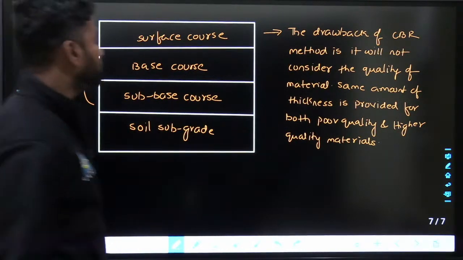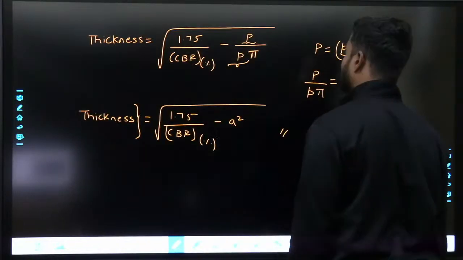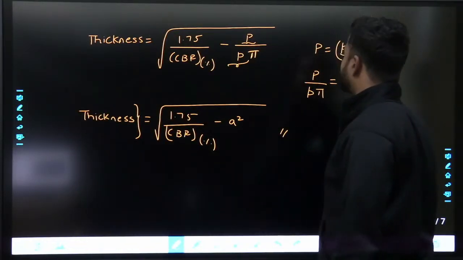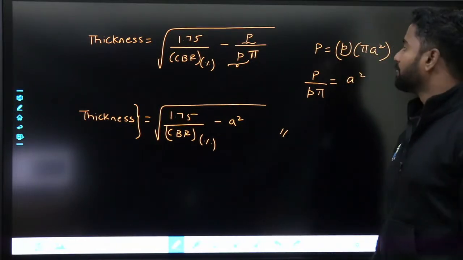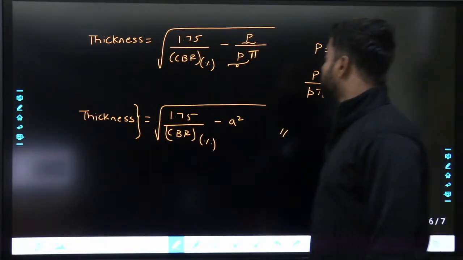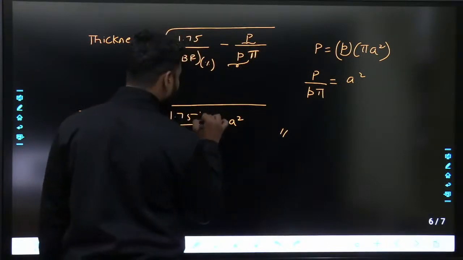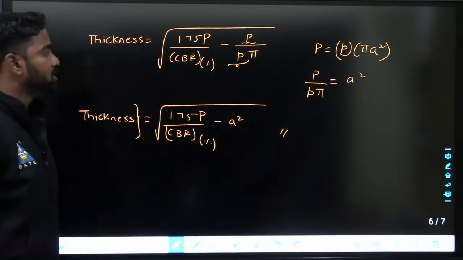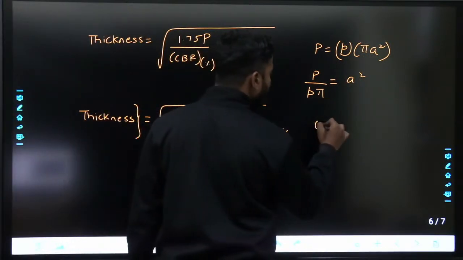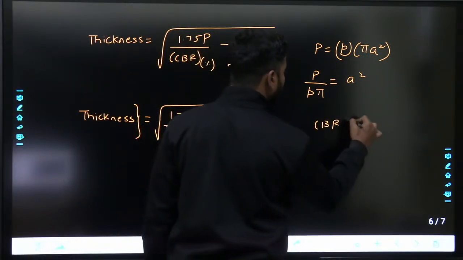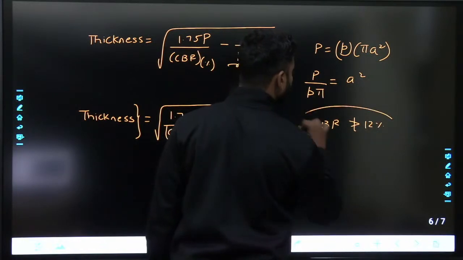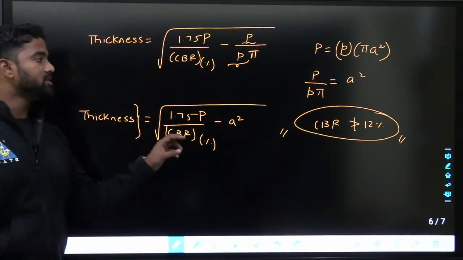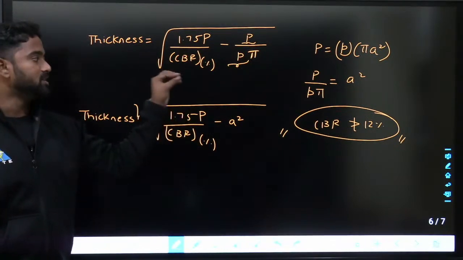Small p is indirectly stress, P upon pi. Sorry, this is 1.75 P upon CBR percentage, and CBR should not be more than 12%. Remember this. This formula is applicable only if CBR is less than 12%.